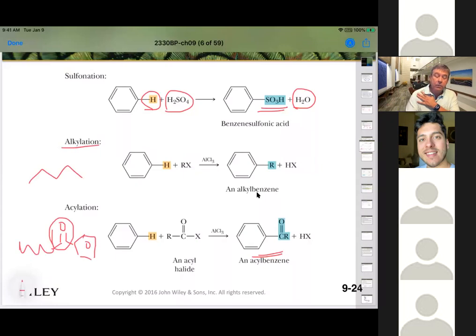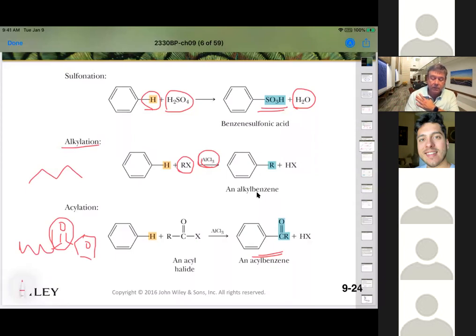Okay, so the way we would do that is we take an alkyl halide and a catalyst. Notice this is aluminum chloride. We used iron chloride before with the halogenations. So we have three different catalysts: acid catalyst, iron catalyst, and aluminum catalyst. We use the aluminum catalyst for the alkylations and the acylation.